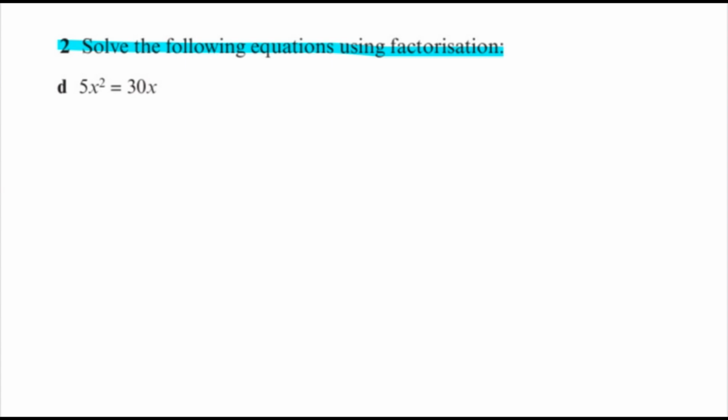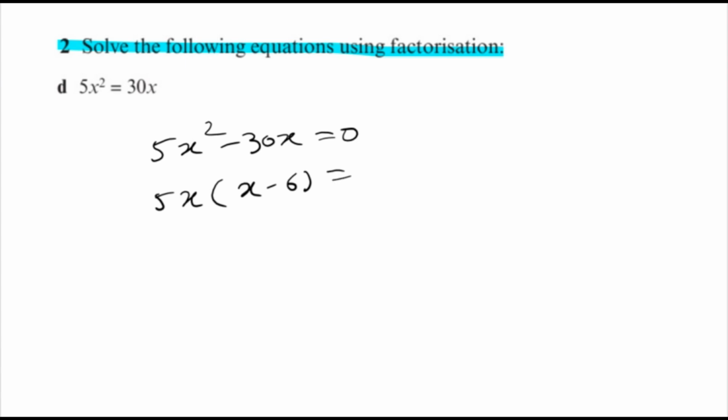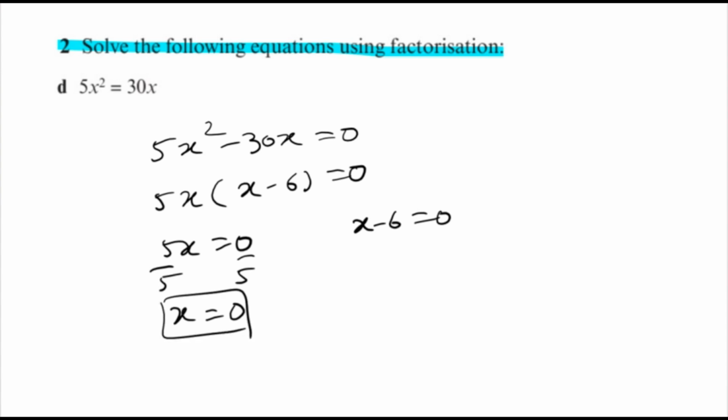Move to question 2. Solve the following equations using factorization. First step, take everything to the left hand side and write equal to 0. So 5x squared minus 30x equals 0. Factorize it. So 5x is common, and we get 5x times x minus 6 equals 0. Each factor equal to 0: 5x equals 0, x minus 6 equals 0. Divide by 5 on both sides, x is equal to 0 because 0 divided by 5 is 0. Plus 6 on both sides, x is equal to 6. So this is our final answer for this equation.